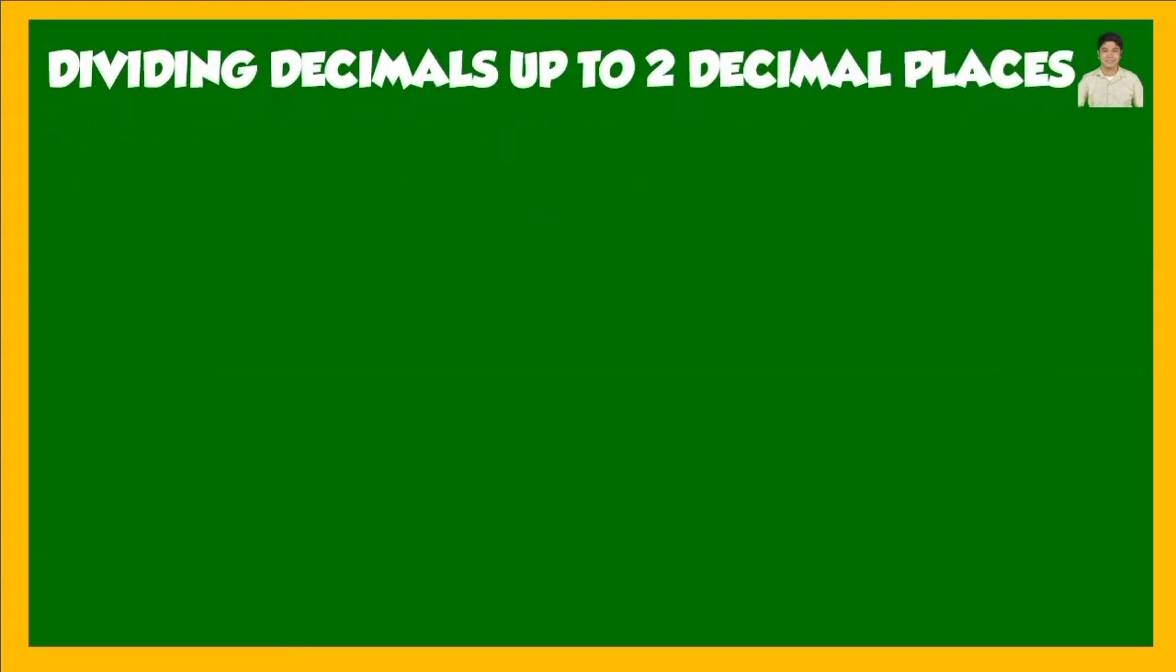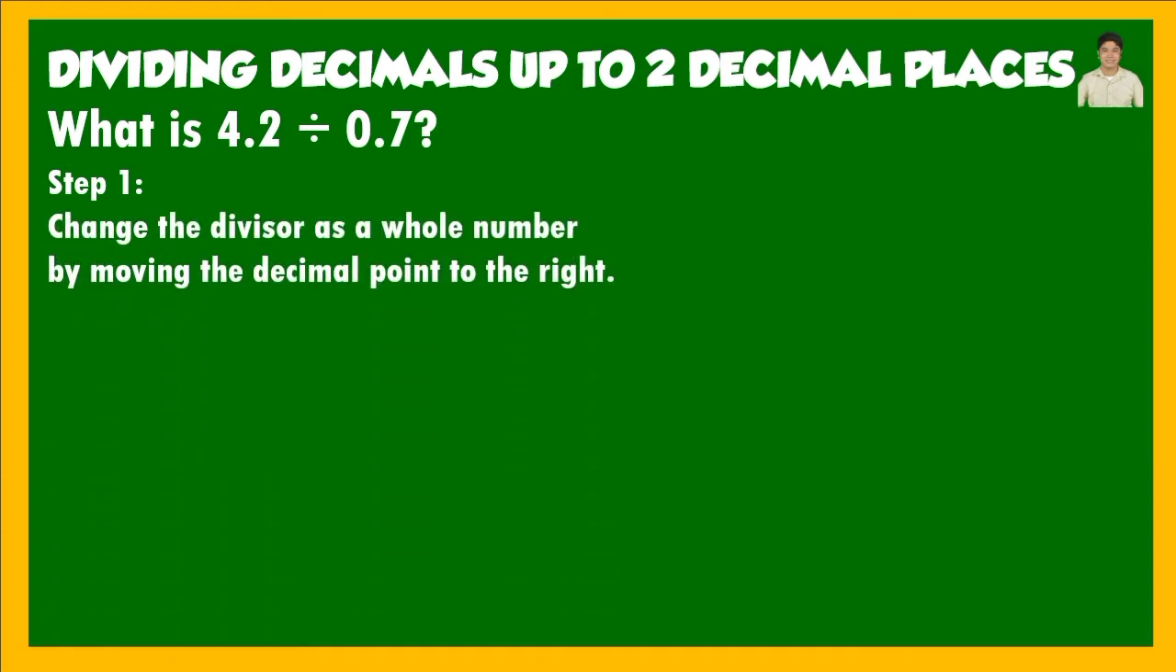So dividing decimals up to 2 decimal places. So let's have the first example. What is 4 and 2/10 divided by 7/10? So yung iba sa inyo, babasahin siya as what is 4.2 divided by 0.7? So let's have the first step. Change the divisor to a whole number by moving the decimal point to the right.